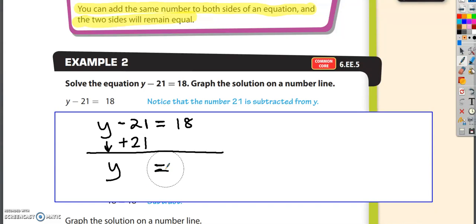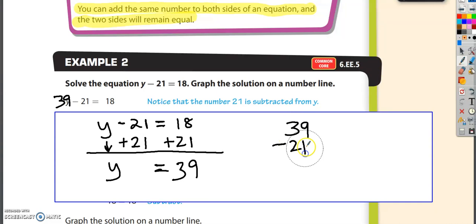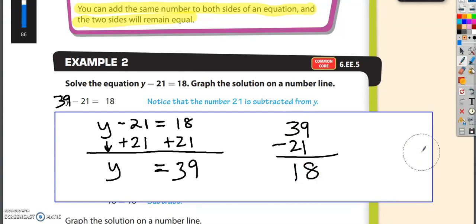Well, if you add 21 to one side of the equation, you have to add 21 to the other side of the equation. If I add 8 plus 1, I get 9. And 2 plus 1, I get 3. I get 39. And we're supposed to check. And how do I check this? Well, I take y out and I put 39 here. And I just ask myself if that statement is true. Is 39 minus 21 equal to 18? We'll find out. 9 minus 1 is 8, and 3 minus 2 is 1. I get 18. And that's what I was supposed to get, is 18. So that statement is true, which is proof that that's the way to do it.